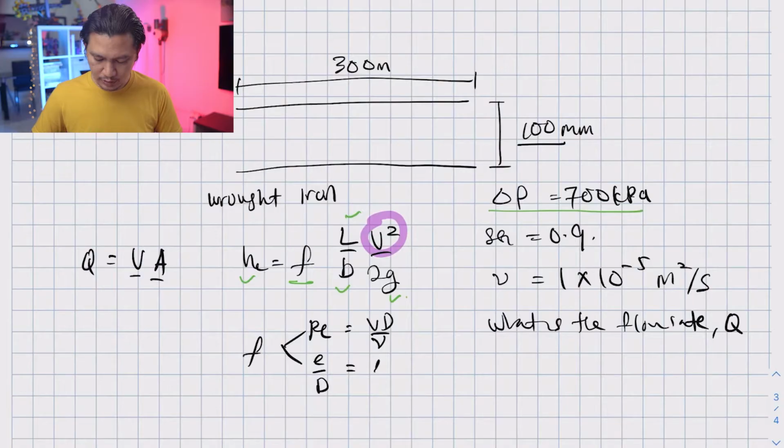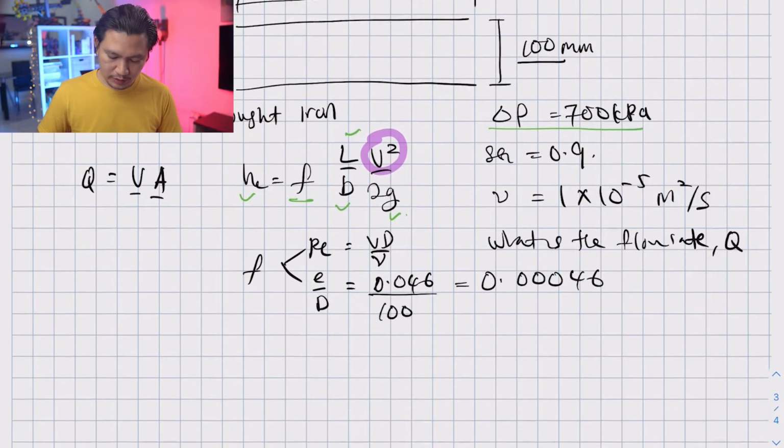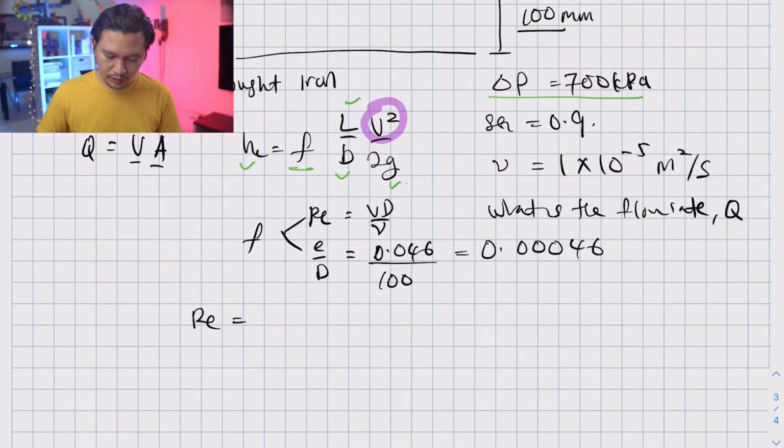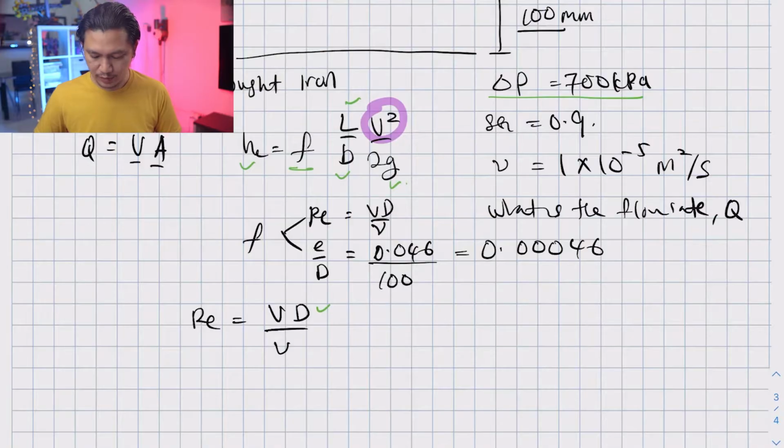So 0.046 millimeter divided by diameter is 100. That leaves us with 0.00046 as our relative roughness. But to find the Reynolds number, we need velocity, we need diameter, and we need nu. Of course, we have diameter and we have our kinematic viscosity. So without Reynolds number, how do we solve for our friction factor?